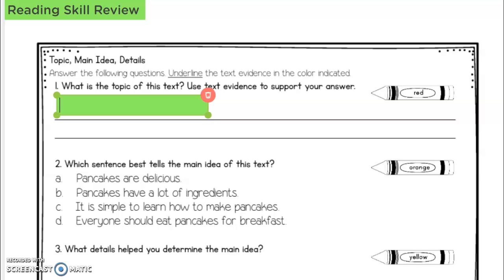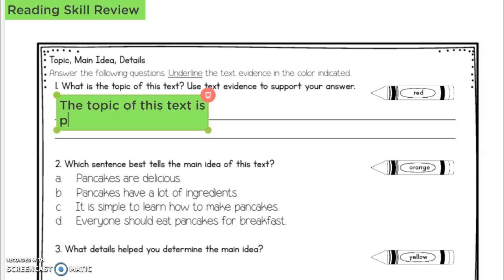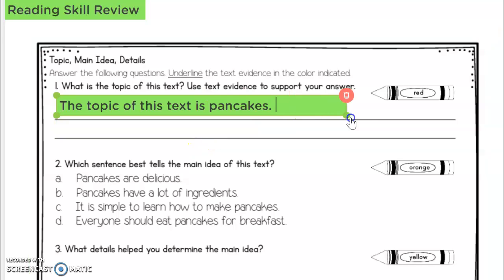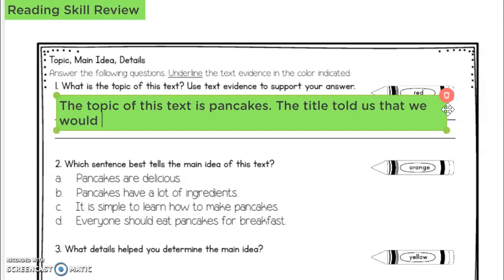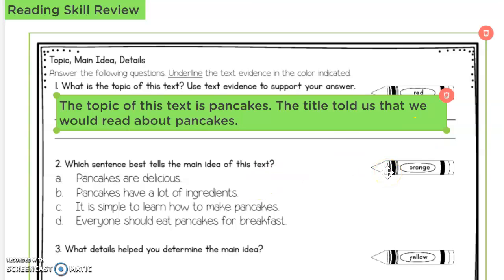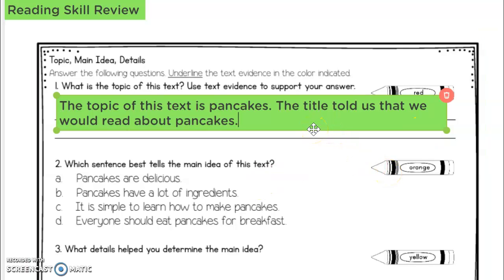On Monday, some of us did not write out the complete sentence. Write out the complete sentence. The topic of this text is pancakes. And some evidence to support that is we saw it in the title. Go ahead and pause the video so you can type this out, and then we'll move on to number 2.